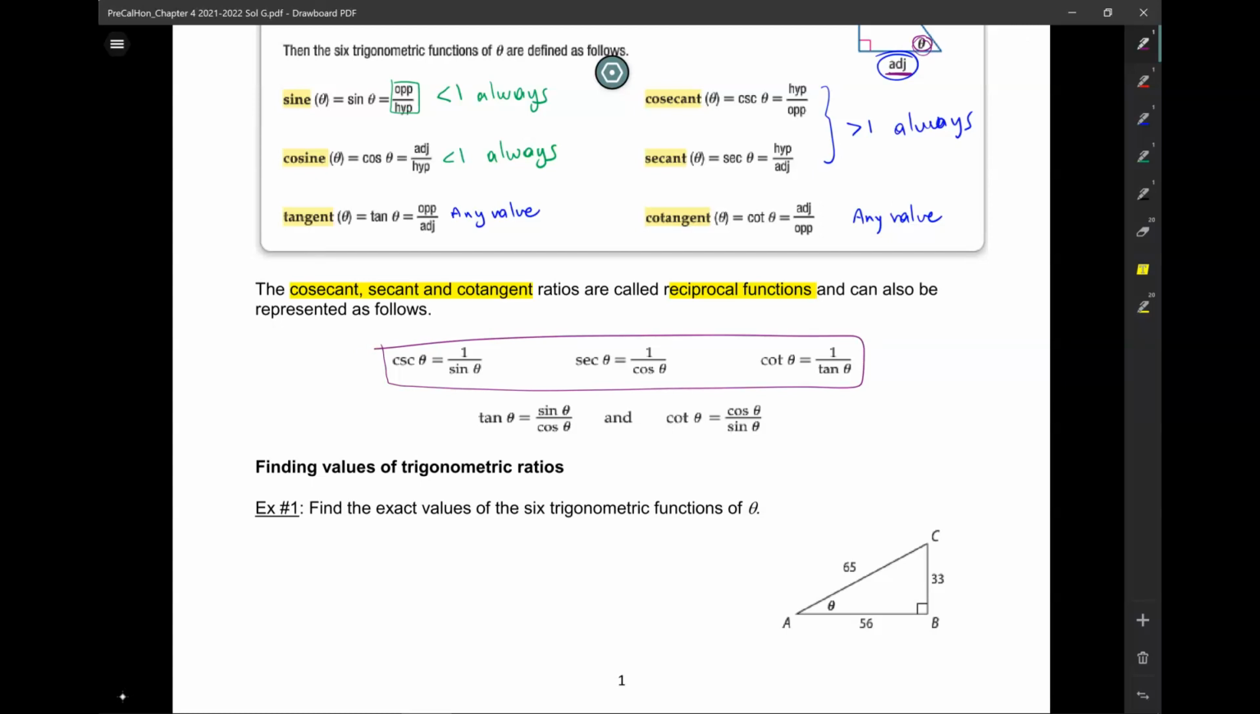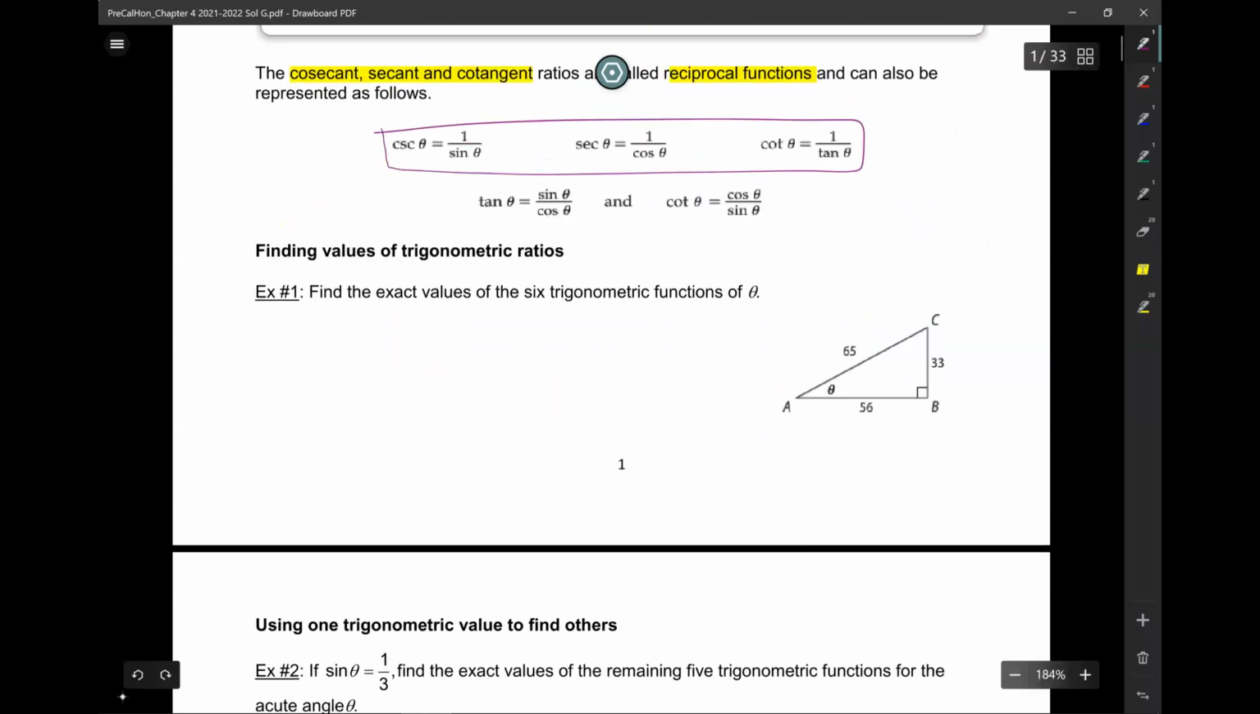Okay, if you get them confused, look, you see how sine and cosine, one starts with an S, one starts with a C? The reciprocals get flipped. The S starts with a C, the C starts with an S. That's how I remember them.